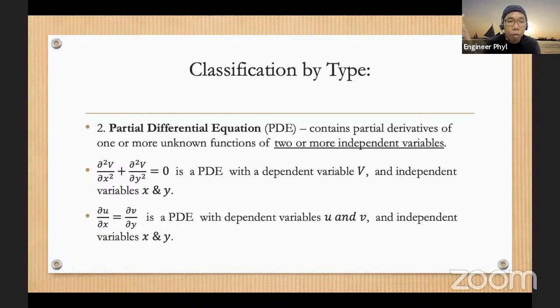The next example is a PDE since it contains partial derivatives: the partial derivative of u with respect to x and the partial derivative of v with respect to y. It's an equation since it has an equal sign. Now there are two dependent variables, or unknown functions, and there are also two independent variables.